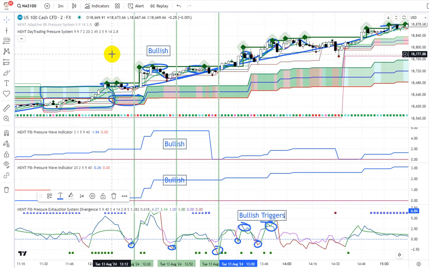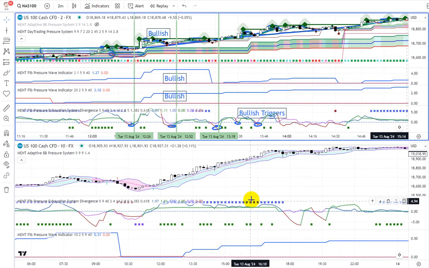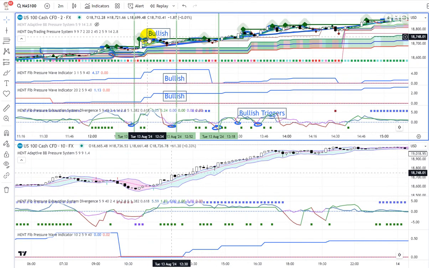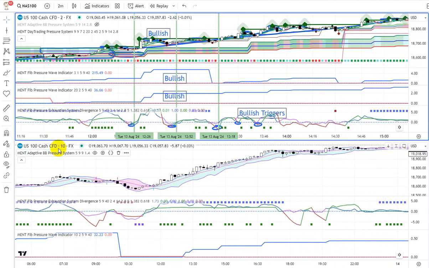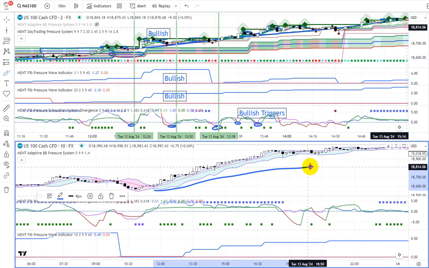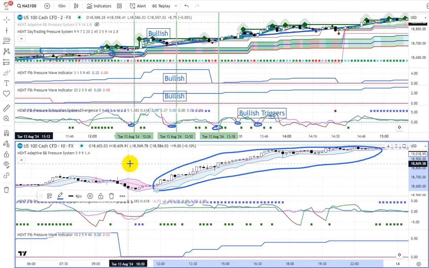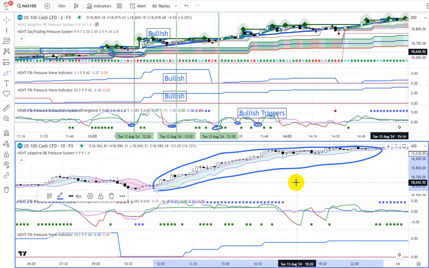Now remember, all of this as well, come back here, is multi-dimensional. So remember, I'm showing you here on the 2-minute how you can trade the ultra short 2-minute. But remember, this also set up a big, beautiful, dimensional long trigger all the way through all of today. So this is a 10-minute. Gave us a beautiful signal.